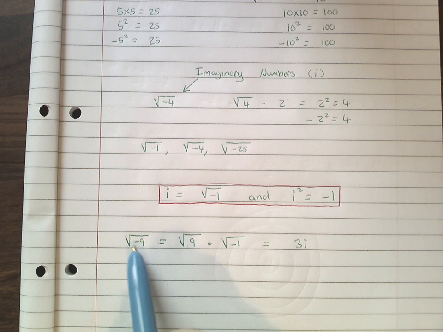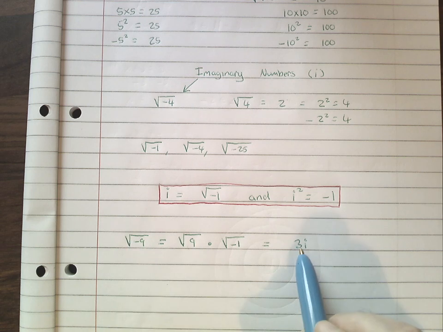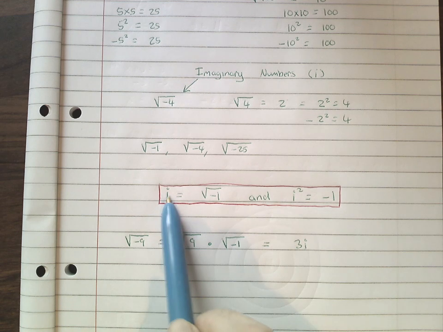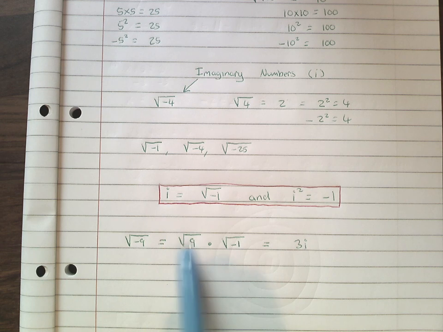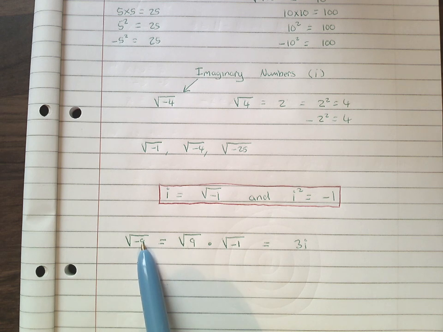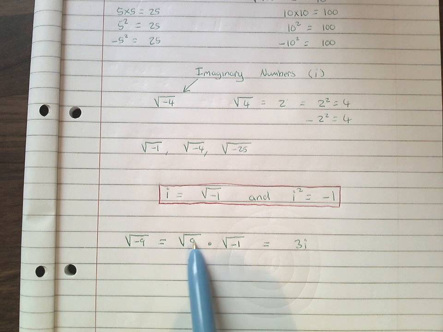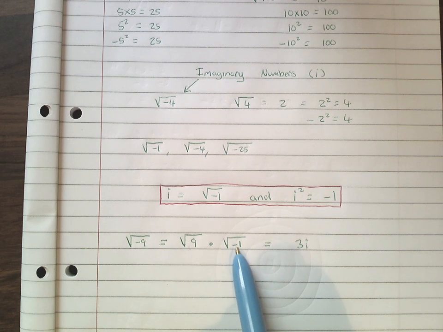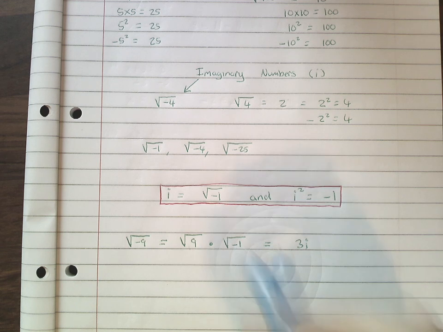So the square root of minus 9 is equal to this imaginary number here, which is 3i. So just remember, when we go back to this rule, i is equal to the square root of minus 1. So what have we done here? To get the square root of minus 9, we've taken the number that's inside here, and we've removed the negative sign from it. So it's just the square root of 9, and then we multiply it by the square root of minus 1.